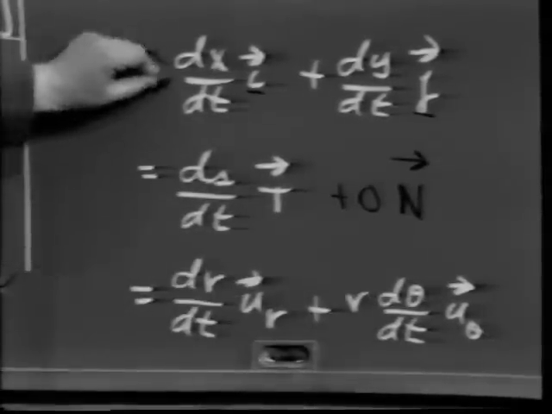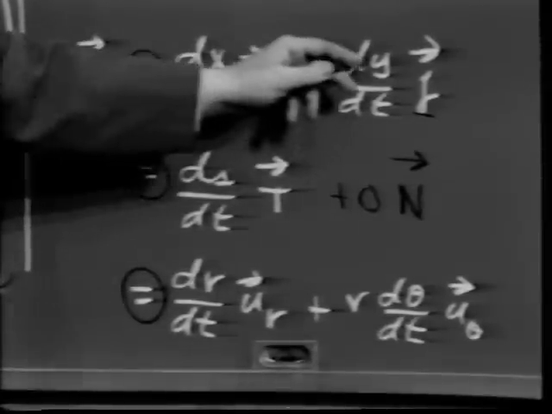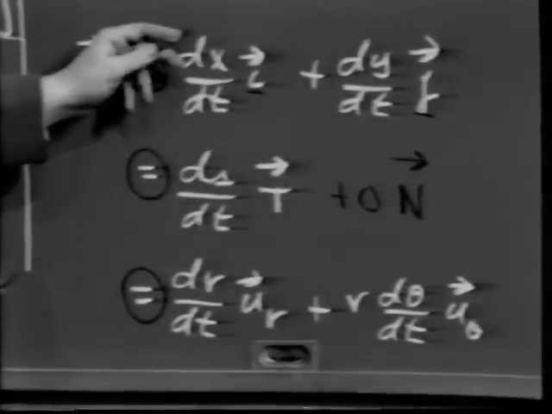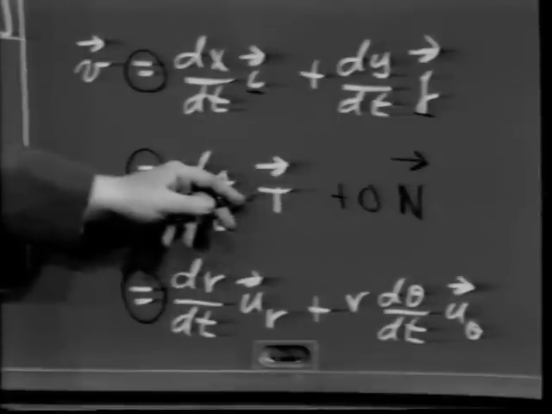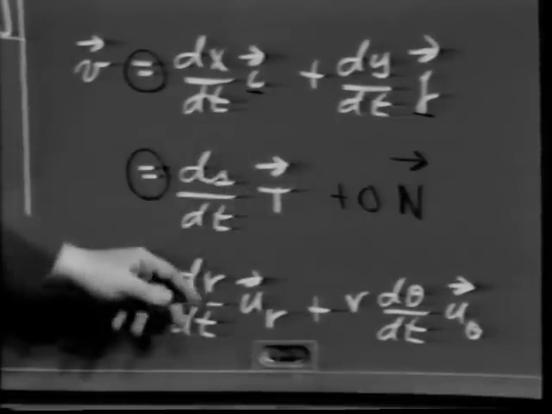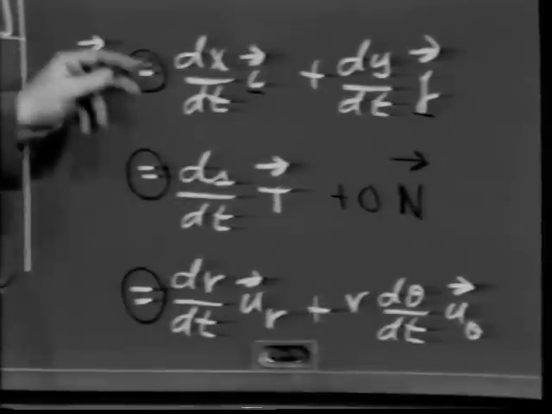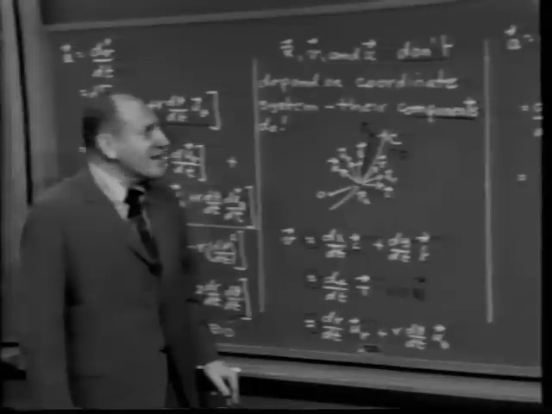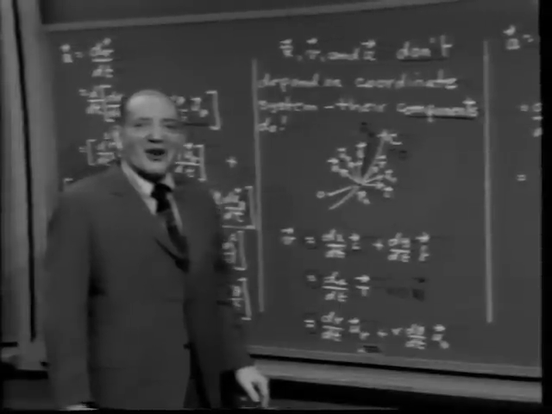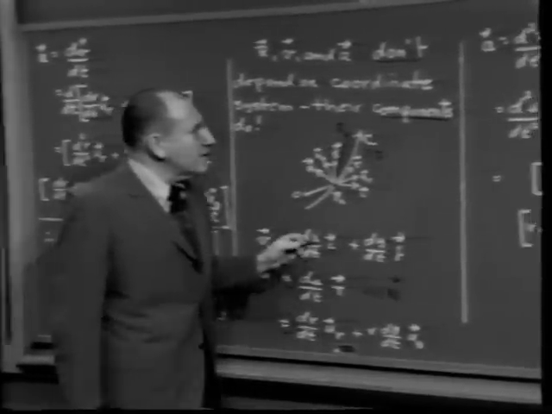But let me circle these because it's the same velocity in each case. We use this when horizontal and vertical motion are important. We use this when we're interested in motion along the curve. And we use this primarily in central force fields. But it makes no difference. It's the same velocity vector. And in a similar way, it's also the same acceleration vector, whichever system you happen to use.